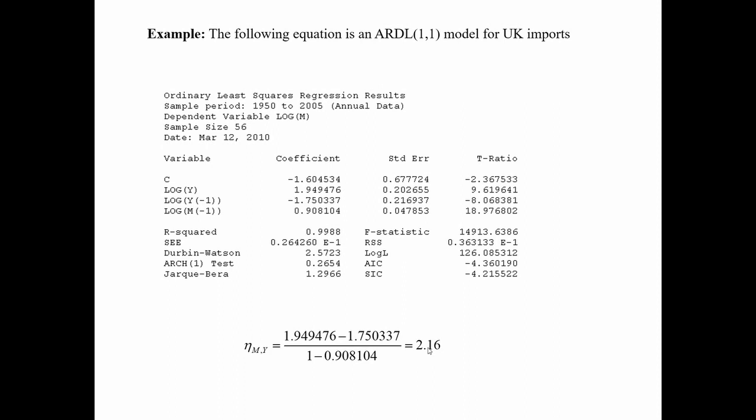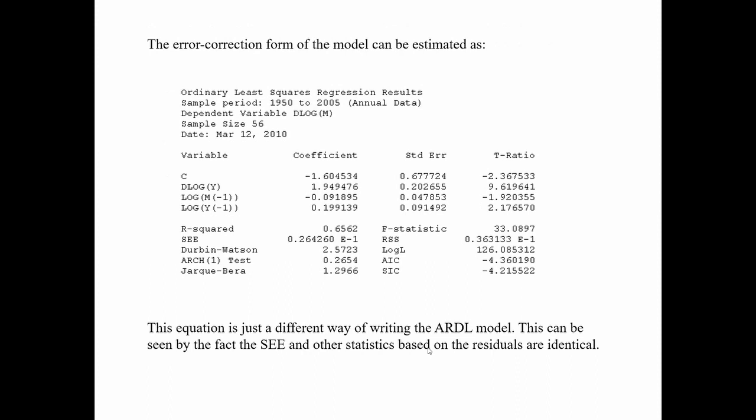Okay. Now let's turn to the error correction representation. Here, what I've done is regress the change in log imports on a constant, the change in log GDP, and then the lagged levels of imports and GDP. How do we interpret the coefficients now? Well, the coefficient on d log y is the short run response. If there is a 1% rise in GDP, then in the short run, import demand increases by 1.94.